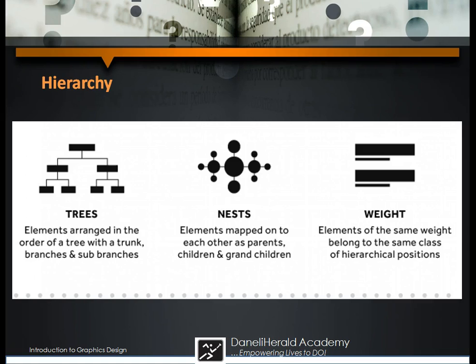Then the third element under hierarchy as a basic principle is weight. Elements of the same weight belong to the same class of hierarchical positions. If you look at it, these two rectangles seem to be the same. So this arrangement is basically not done randomly. It means that immediately after this is the next. Immediately after this is the next.